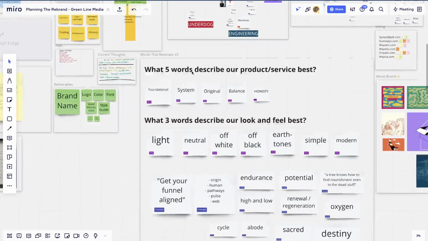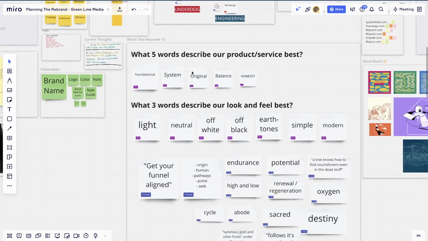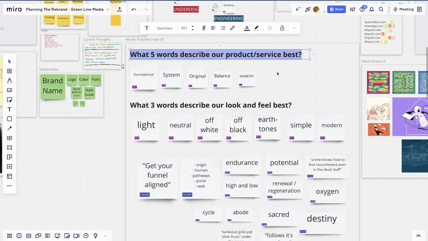And then from there, we also got some questions from the designer. He asked, what are five words that describe our product or service best?